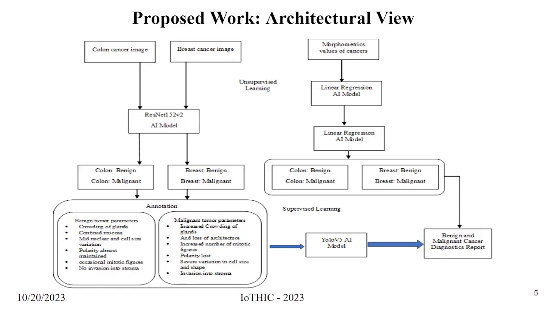To augment this even more, we will be using a linear regression model with morphometric values of cancers. So when we use a WSI, we measure the cell shape and size, which will be our morphometric values. We have a huge collection of morphometrics. By using it, we will be feeding it to a linear regression model and predicting the size and shape of a benign cancer and a malignant cancer, which will be an added advantage to produce our report.